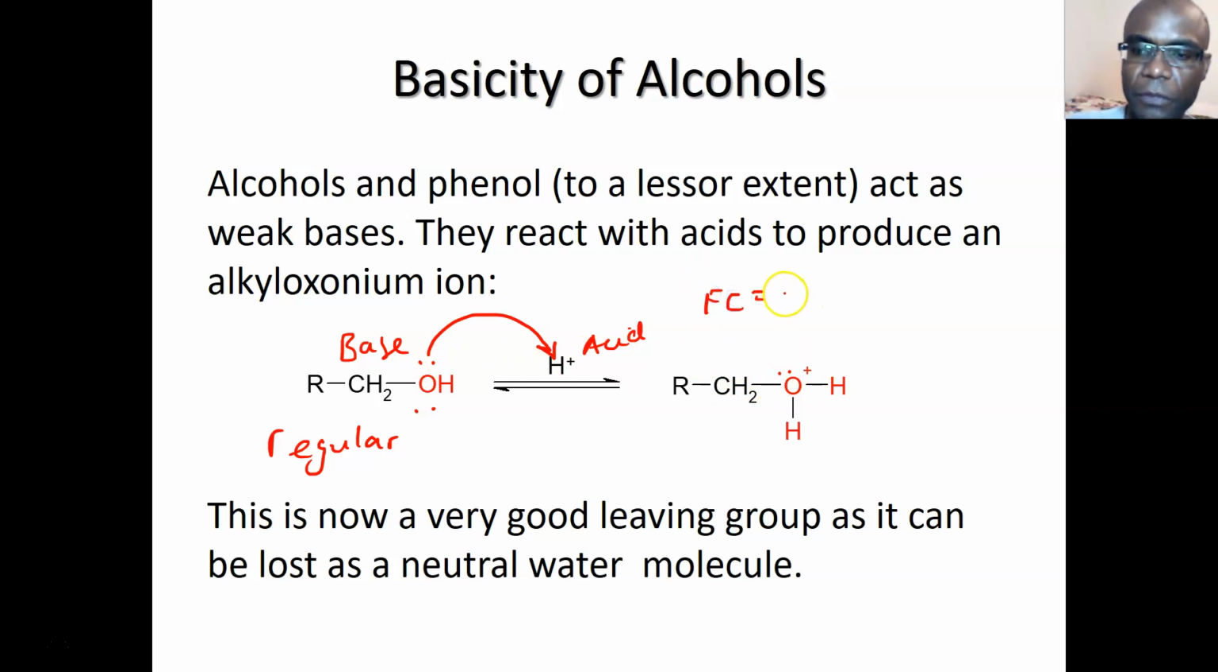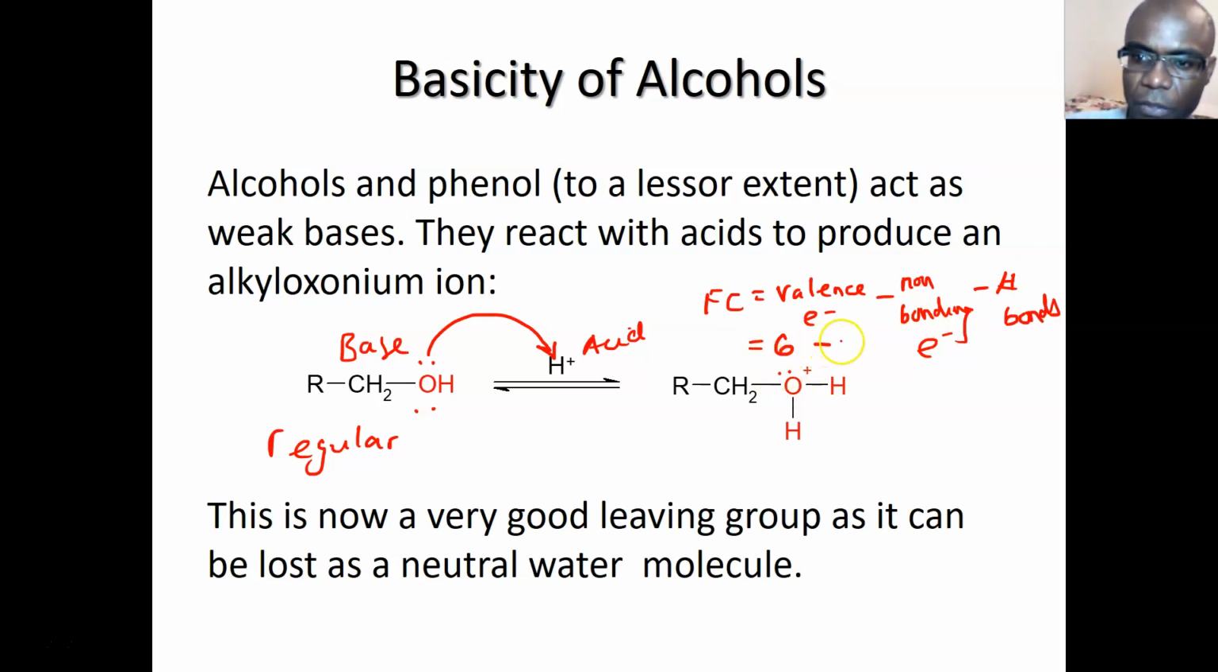Alternatively, use your formal charge calculation, which is just the valence electrons minus non-bonding electrons minus number of bonds. In this case, this oxygen right here has a valency of 6 on the periodic table. Non-bonding electrons, there are 2, and then bonding electrons, there are 3. 6 minus 5 is +1. That's where this positive came from.